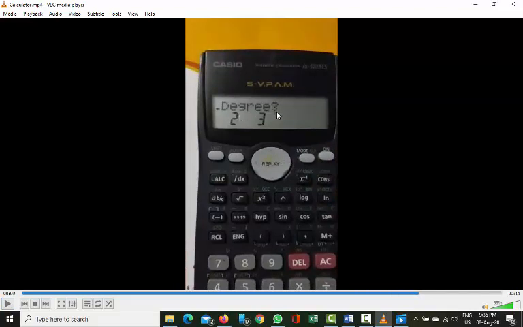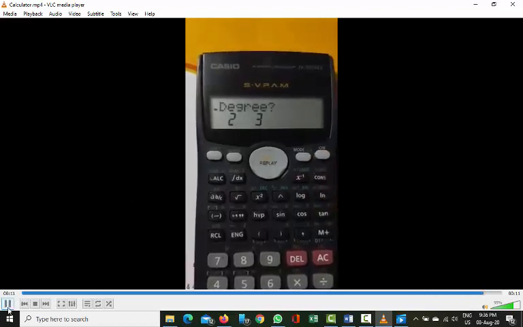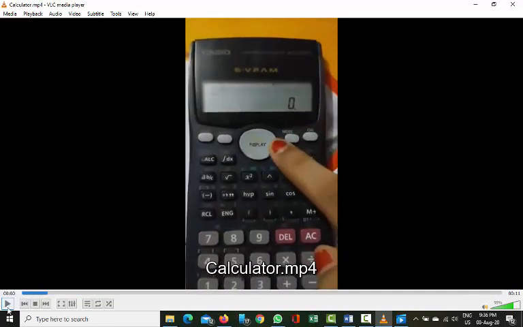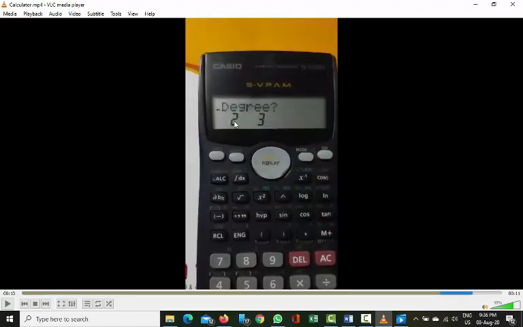You will get another question. Degree, question mark. So as I said, this is a second degree equation. So degree is 2. You should press 2 here, and then equal. When you get this question, you should press 2 in your calculator and then press equal.